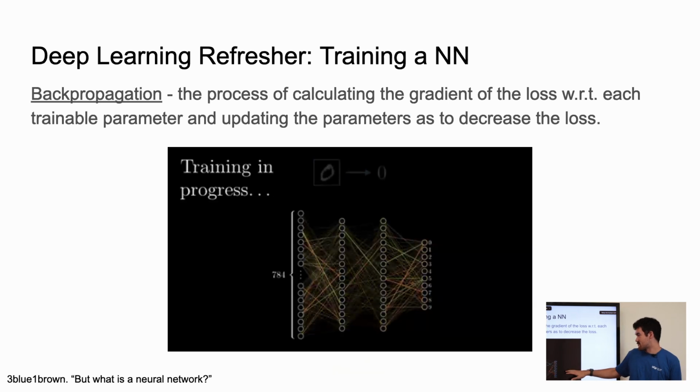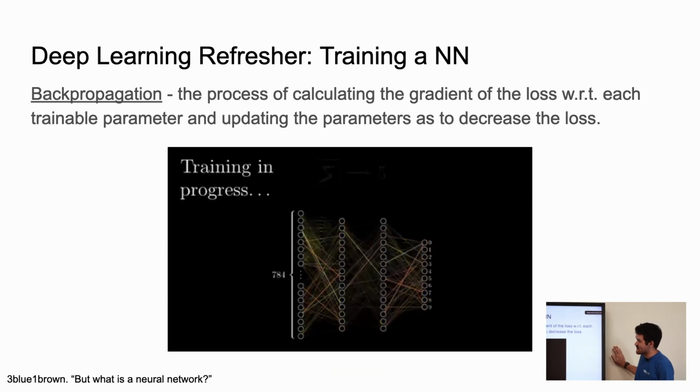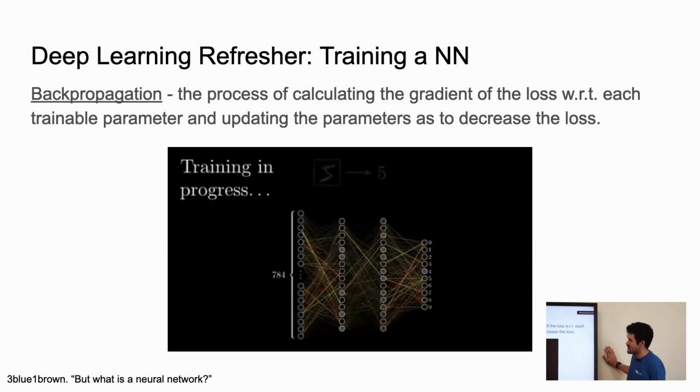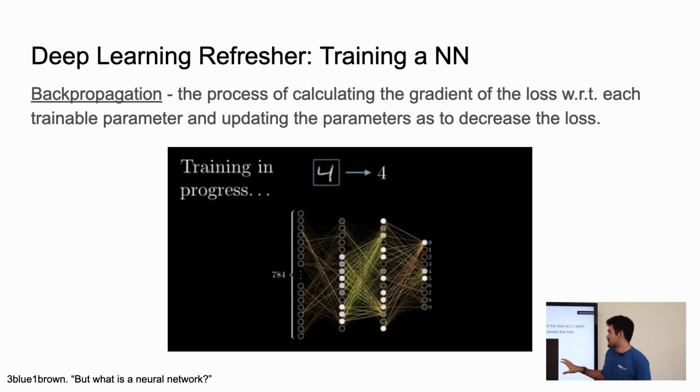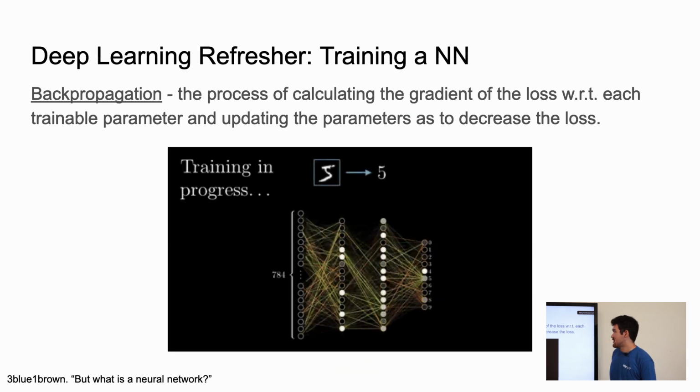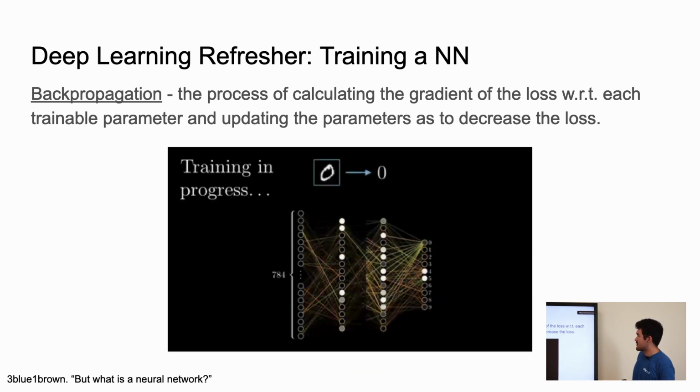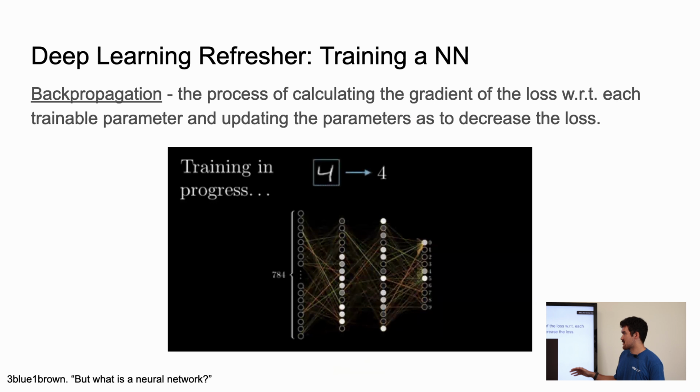So this is a clip from 3Blue1Brown, and I think it really nicely illustrates what that looks like. And this, I guess, is showing backpropagation, which is simply the process of calculating the gradient of the loss with respect to each trainable parameter, or weight and bias, in the model, and updating the parameters in the direction that decreases the loss.